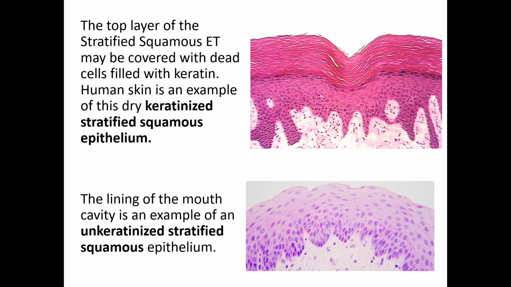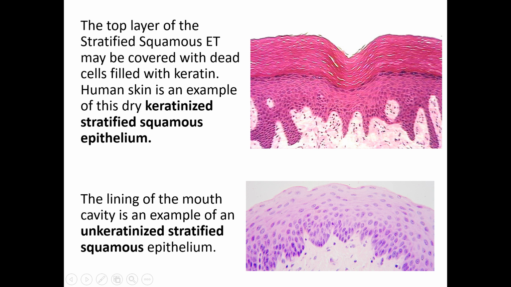You also need to know that there are two types of stratified squamous epithelium. The one we just talked about is called unkeratinized stratified squamous epithelium, and as we said, it's located in the mouth, vagina, and esophagus, and it has many layers for protection. But there is one more type of stratified squamous epithelial tissue, and it's called keratinized stratified squamous epithelial tissue.